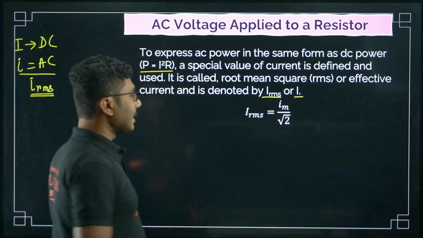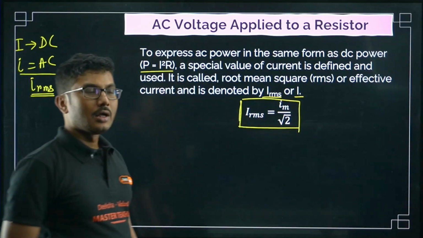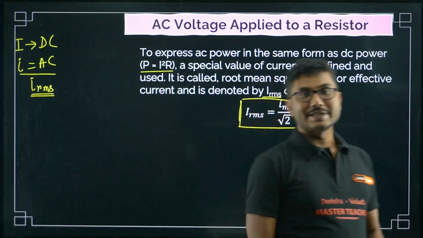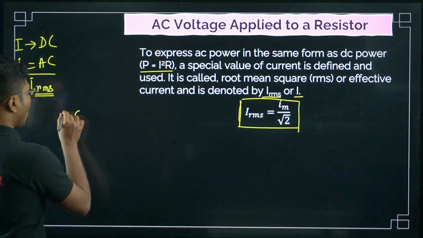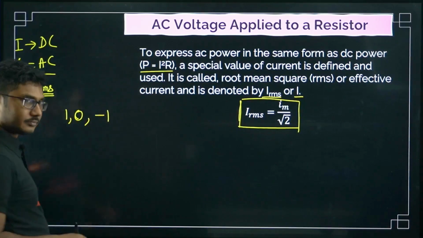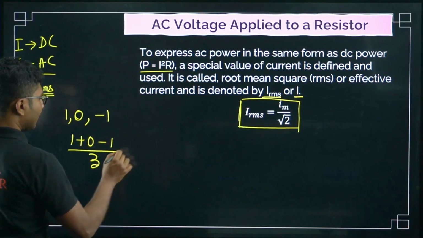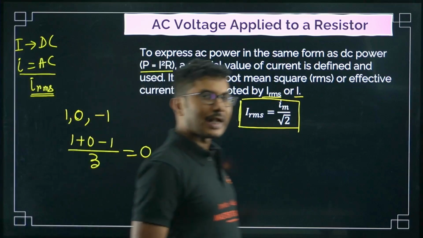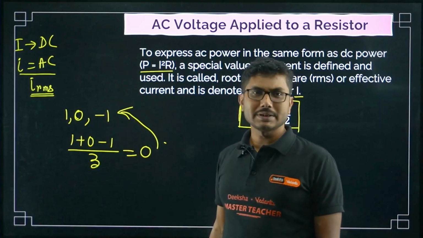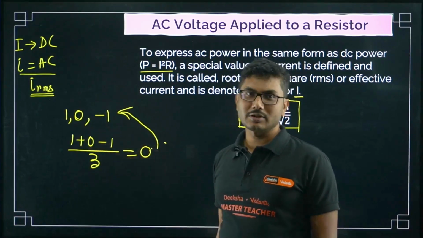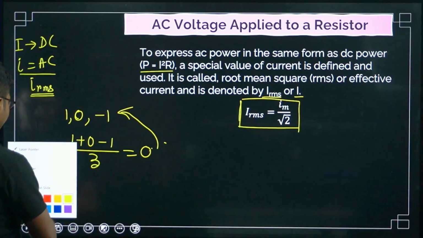Now, I RMS is defined by Im by root 2. So I said that there will be another value, that is I RMS. So I RMS is the root mean square. So generally average in case of AC does not matter. Average is basically, what is the average of 1, 0 and -1? What is the average? Average is 1 plus 0 minus 1, so by 3, that is 0. So that means average is 0. But is this a good representation of these three numbers? Definitely not. Right?